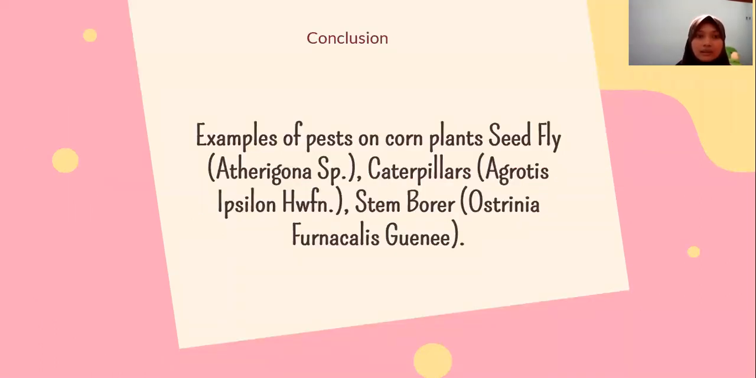The conclusion: examples of pests on corn plant are seed fly, caterpillars, and stem borer.